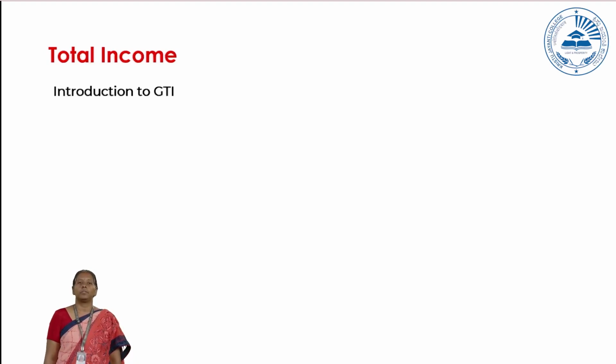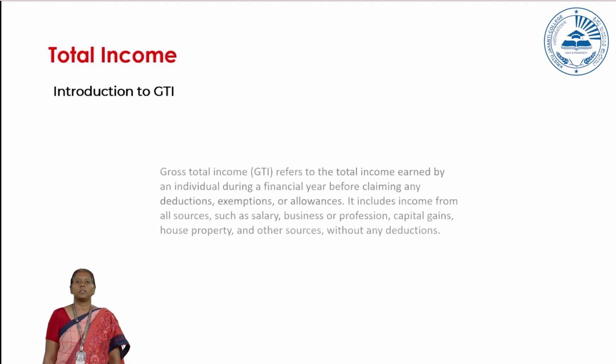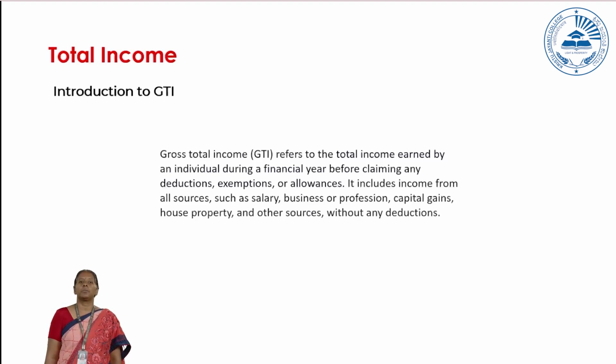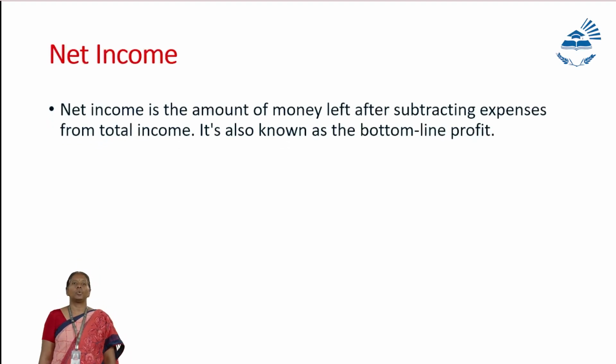First of all, we should know how to calculate the GTI. GTI is an aggregate of all the 5 heads of income, let's say income from salary, income from business or profession, income from capital gain, income from house property, and income from other sources. If an assessee has all the 5 heads of income, all together is known as gross total income. From the gross total income, we deduct the deductions under section 80C to 80U, then we can arrive at the total income.